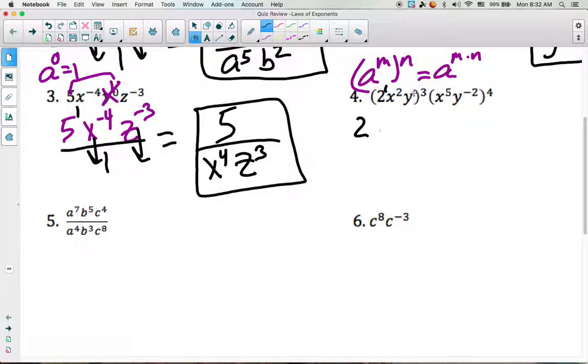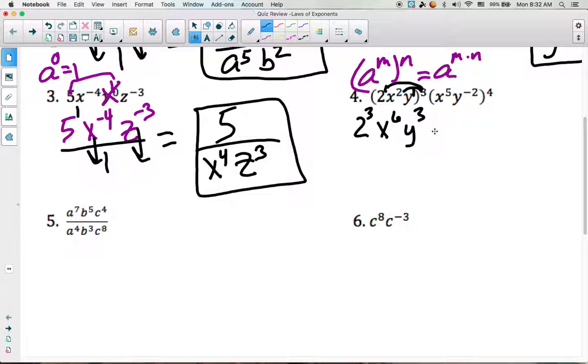So I'm going to write down the 2. I'll take the 3 times the 1 to get 3. I'll write down my x. I'll go 2 times the 3 to get 6. This is a y to the first power. If there's no exponent, it's always 1. 1 times 3 is 3.